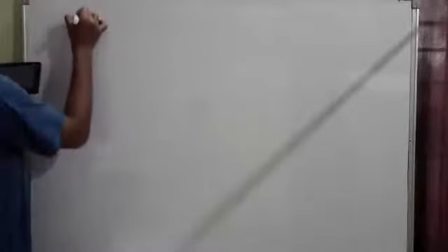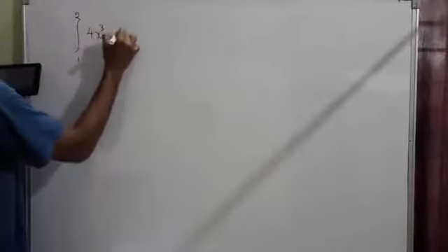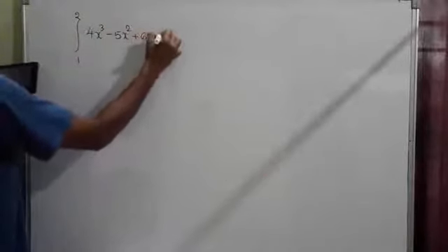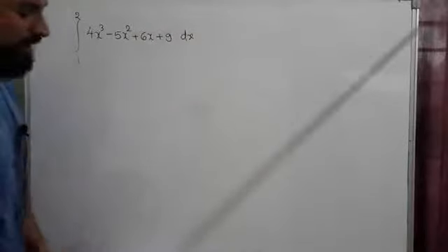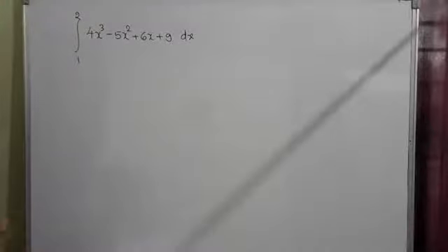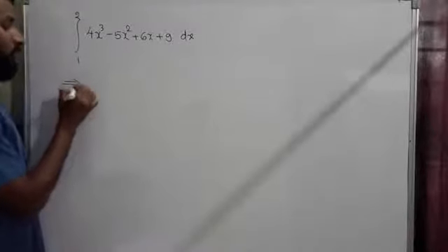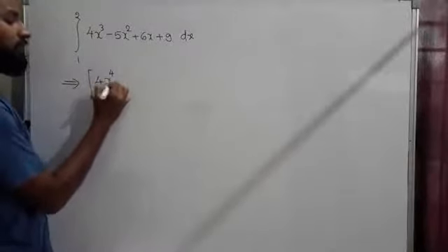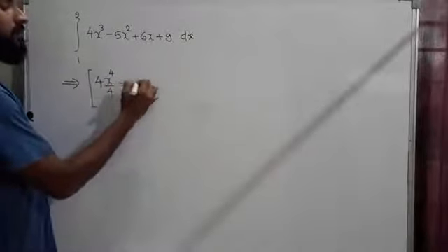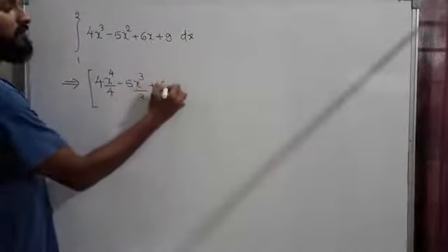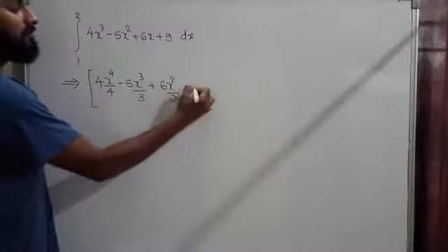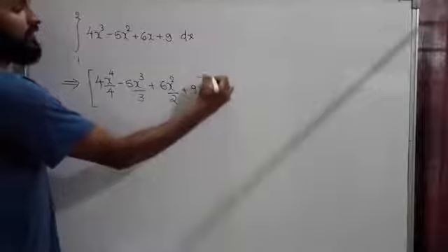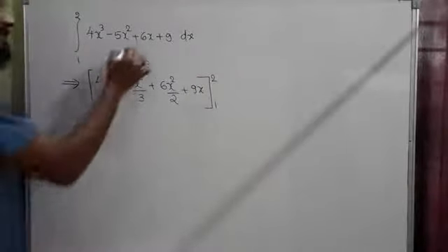Next question is the integral from 1 to 2 of 4x cube minus 5x square plus 6x plus 9 into dx. Let's solve this one, dear friends. So let me solve the integral first. 4 constant, x cube gives x raised to 4 by 4, minus 5x cube by 3, plus 6x square by 2, plus 9x, from 1 to 2. So I just solved the integral.